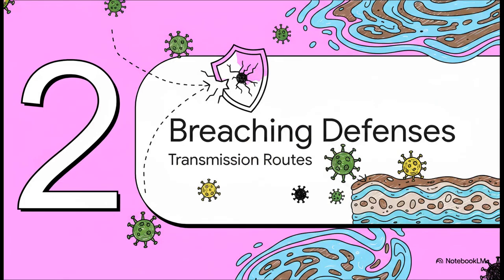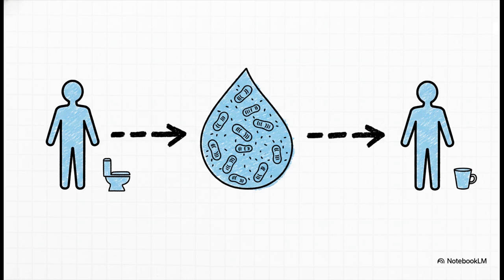Moving on to Section 2, breaching host defenses. The epidemiology here is absolutely crucial to understand because the clinical course of typhoid fever is almost always a human-adapted salmonella. Most cases can be traced directly back to a human carrier. Transmission relies on what we call the fecal-oral route, primarily through the contamination of water.